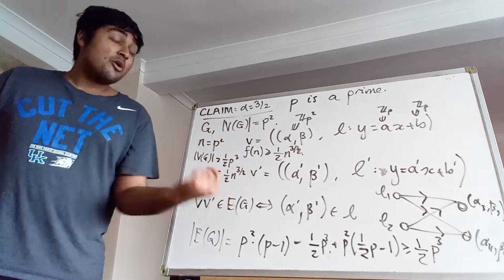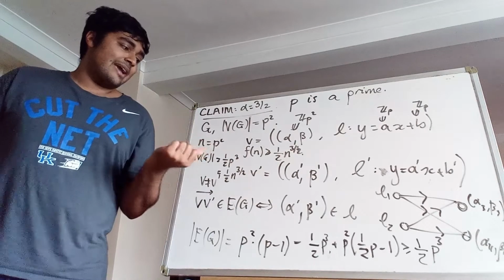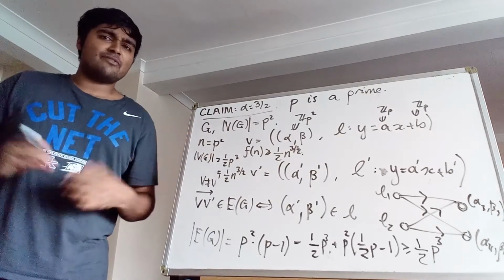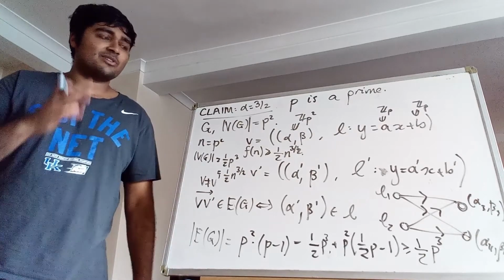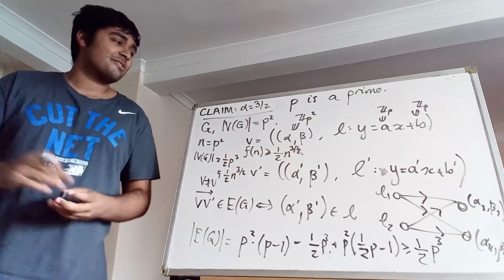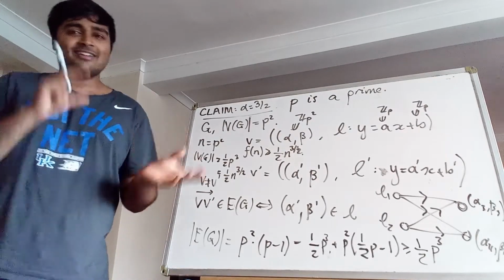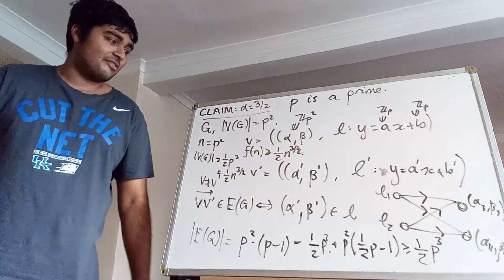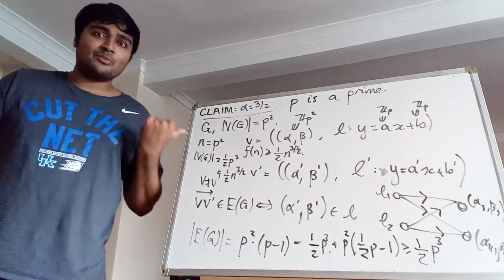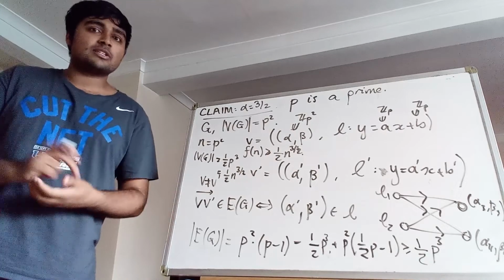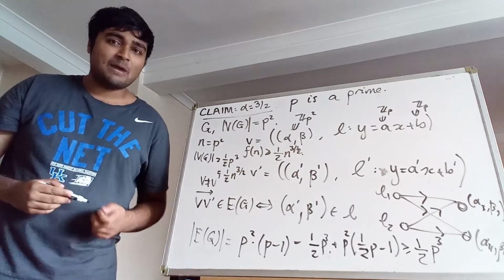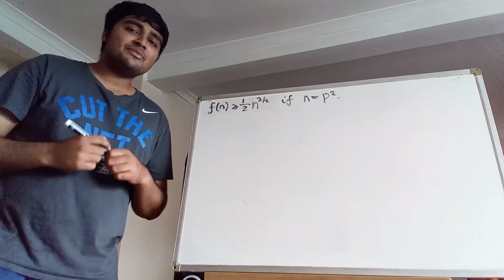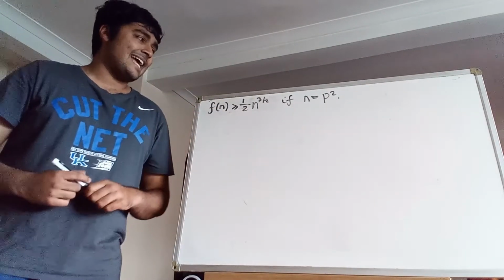But of course this is only in the case where n is p squared, the square of a prime. What if n is not the square of a prime? That's where we can use a quite nice result from number theory to help us. It's quite cool how we're integrating number theory and graph theory. Let me clean up the whiteboard and we'll quickly look at the case where n is not the square of a prime, which generalizes this lower bound, and then we can move on to the upper bound.